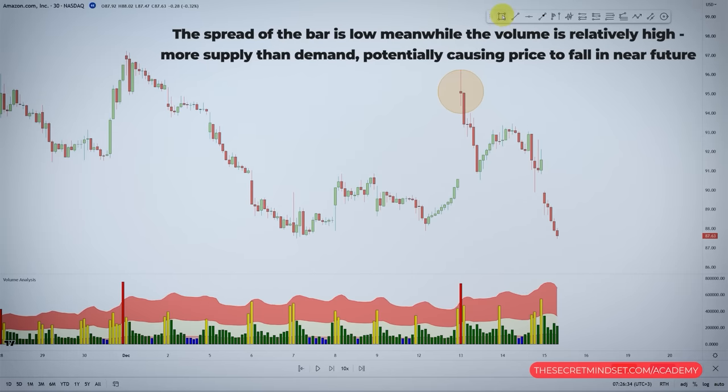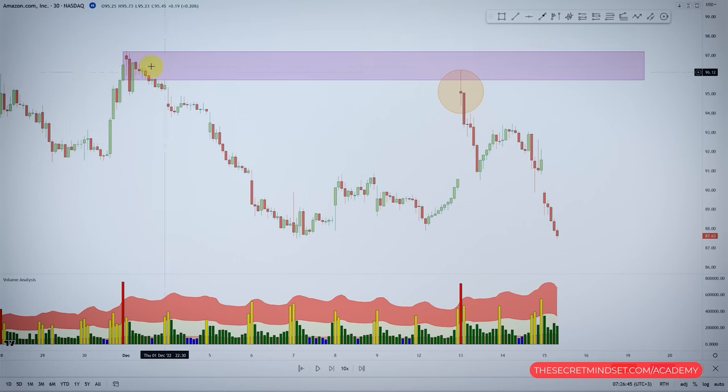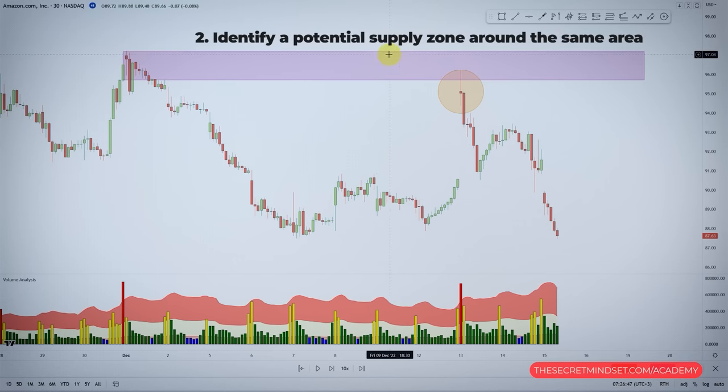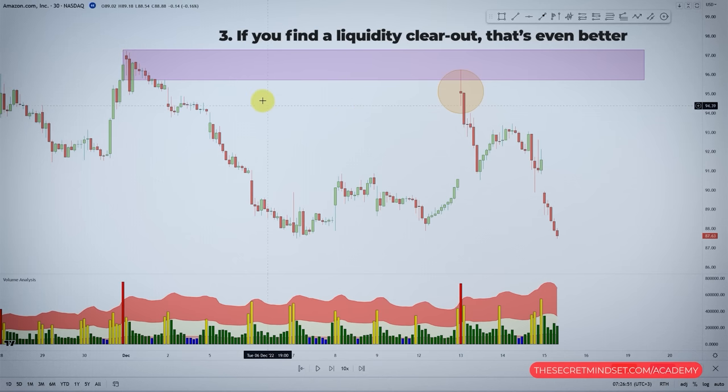In this case, there is a disagreement between spread and volume, which signifies that there is more supply than demand, potentially causing price to fall in the near future. Then, you identify a potential supply zone around the same area. If you find a liquidity clearout, that's even better.